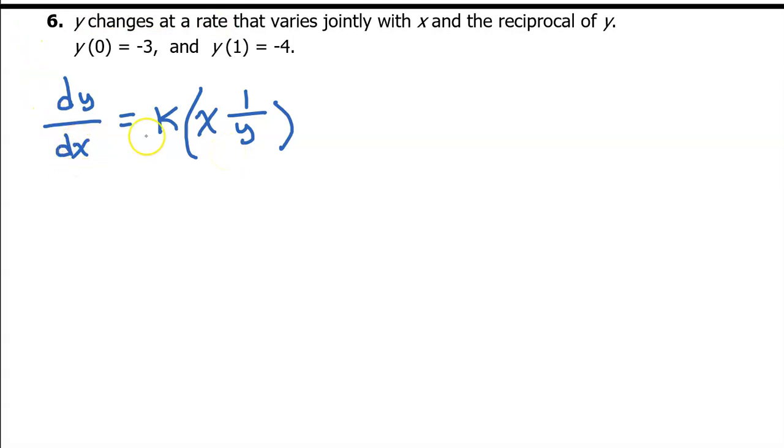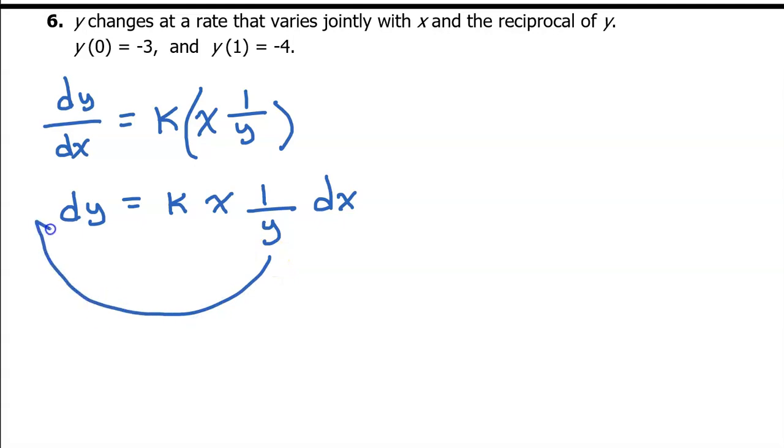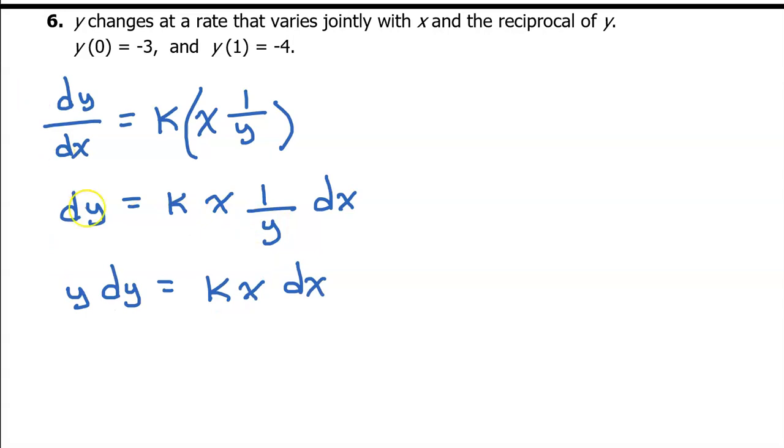This is a separable differential equation. So let's get all of the y's on the left and all of the x's on the right. Let's start by moving the dx over here by multiplying both sides by dx. So far we have this. Now let's get this y over here by multiplying both sides by y. Now that we have the y's on the left and the x's on the right, we can integrate both sides of the equation.